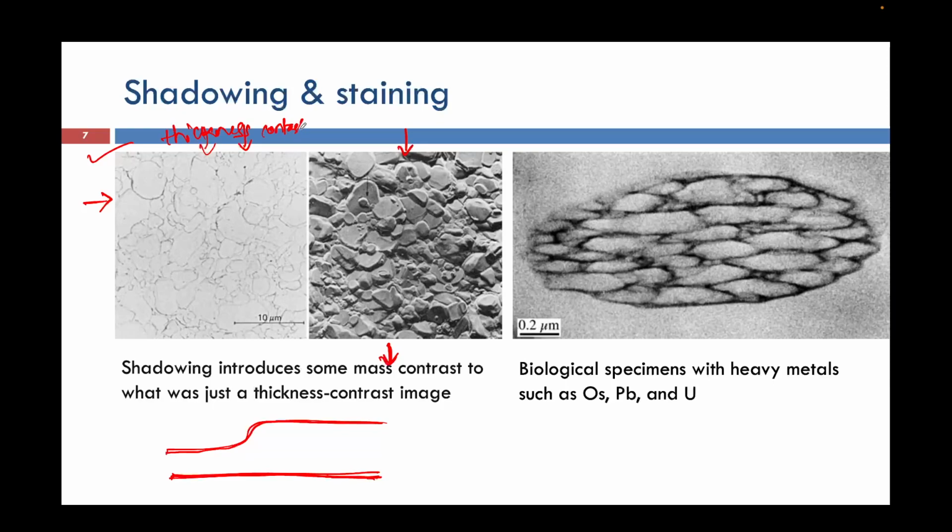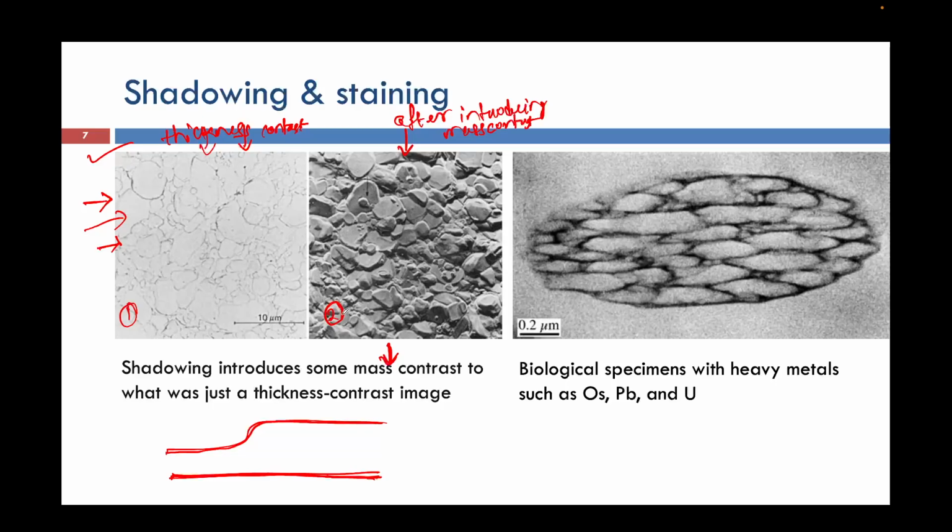Due to variation in thickness, I was getting some bright areas like this, and also some dark areas. Let's say one of the dark areas is this one. However, after doing the shadowing, that means intentionally introducing some heavy element like Au or Pt, after introducing mass contrast, you can see the difference between image number 1 and image number 2.